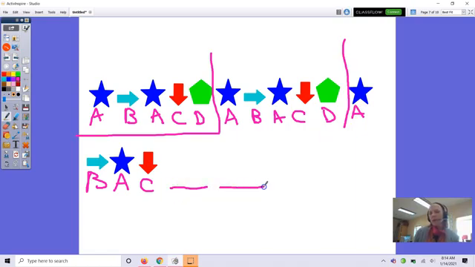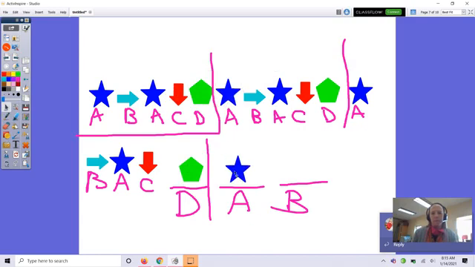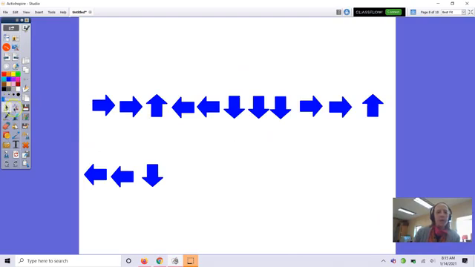I need to find the next three shapes, the next three pieces that come in my pattern. So if I have A, B, A, C, what would come next? You're right, D, and that would end that section of my pattern, and I would start all over again with A. And what comes after A? You're right, B. Okay, now I'm going to look at the next one.